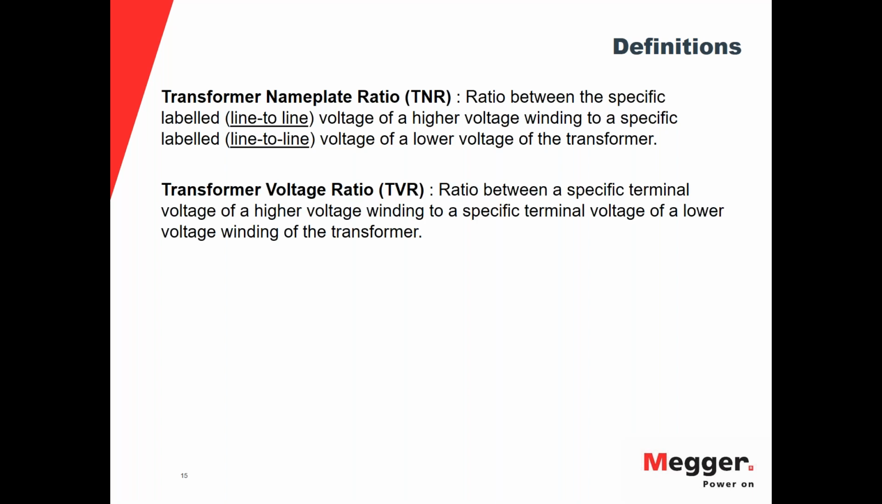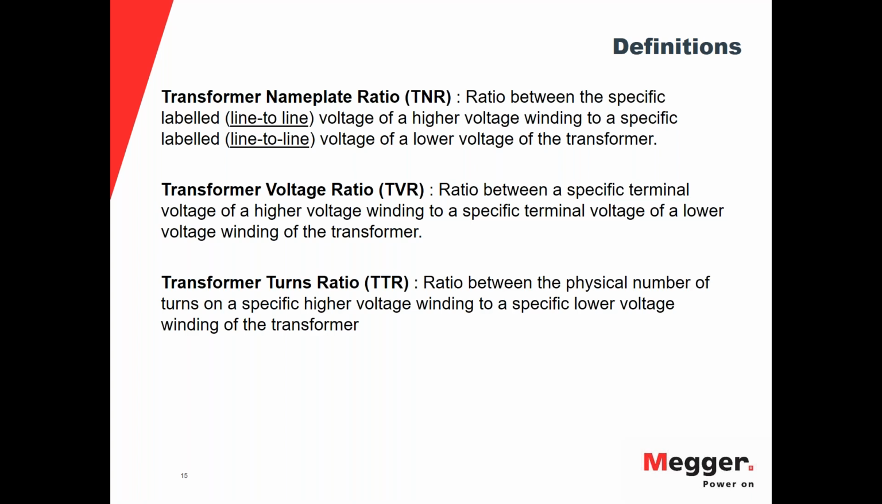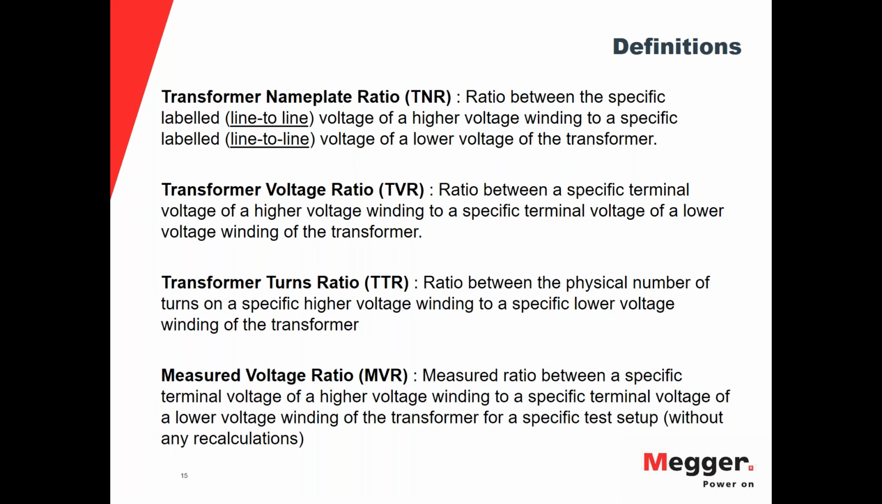We've got TVR. This is the ratio between a specific terminal voltage of the high voltage winding to that of the low voltage winding. And then we have TTR, which is the physical number of turns on a specific high voltage winding to that of a low voltage winding. And then the measured voltage ratio. This is where you apply a voltage on the primary or high voltage side, and you measure a voltage on the low voltage or secondary side.